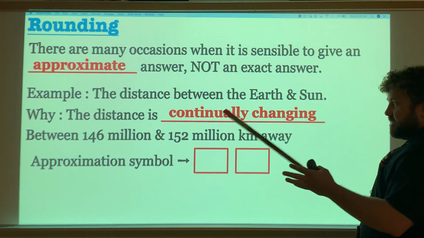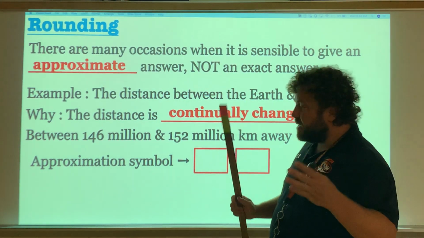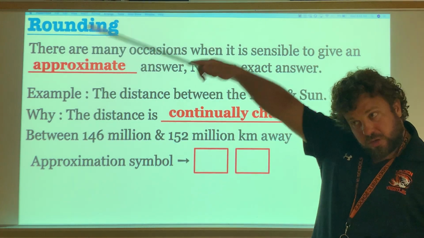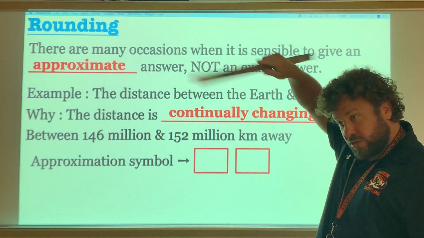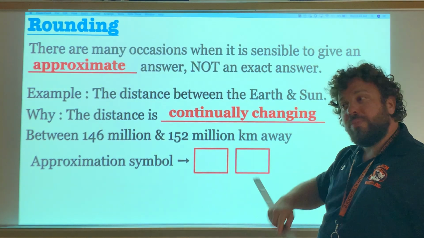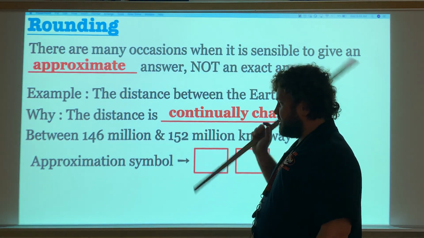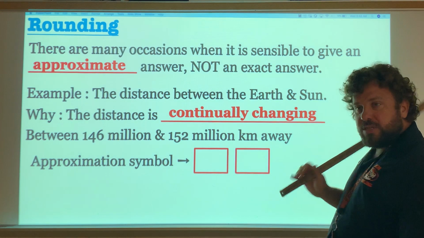It's continually changing, okay? So it's between those two numbers. Because what happens is the Earth rotates around the Sun. It doesn't rotate in a circular motion. It rotates in an elliptical motion. So we would just estimate with an approximation.